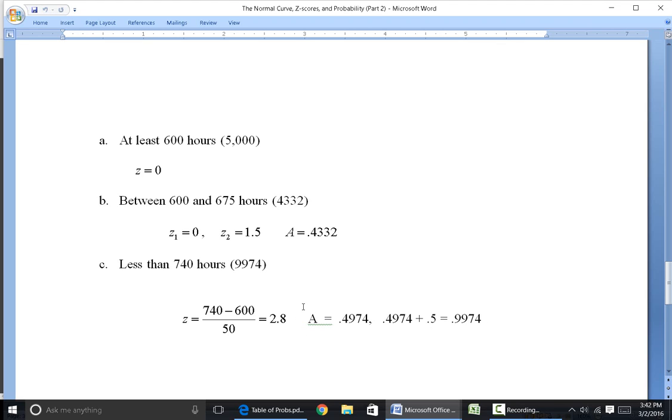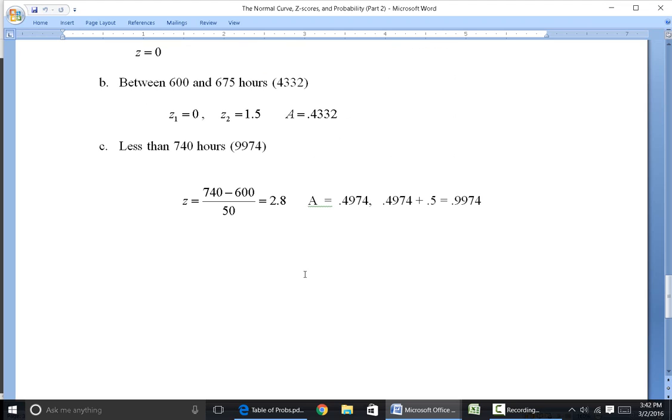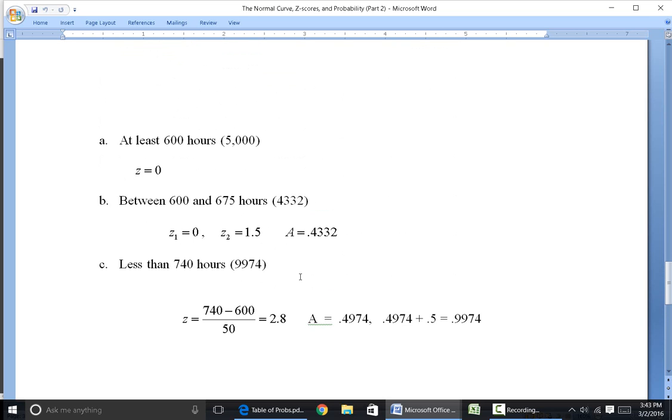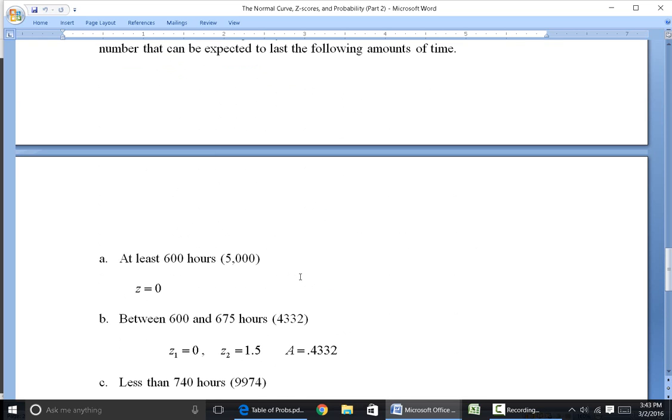Okay, that concludes this video. Again, if I went kind of fast through this, just rewind and pause it if you want. On the next video, or part 3, I'm going to go over basically these same problems, but instead of using the table, I'm going to use the graphing calculator, and the one I'll be using will be the TI-83. So if you're interested in that, please be ready for that video.